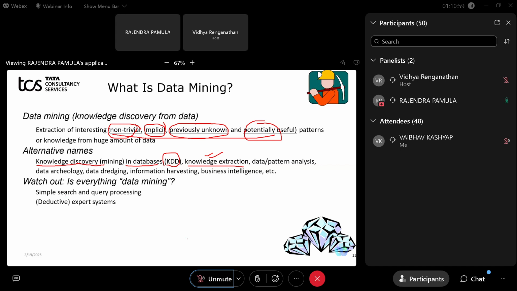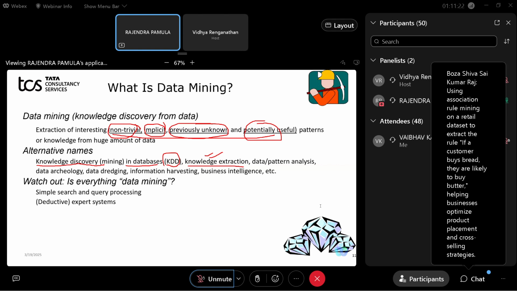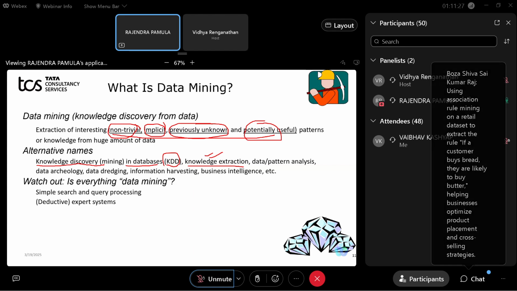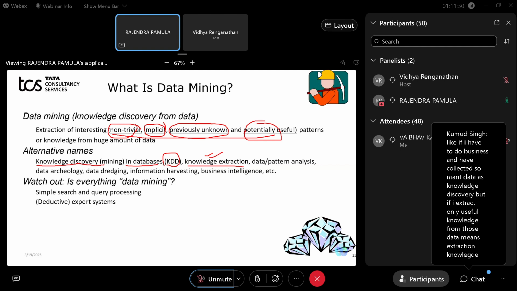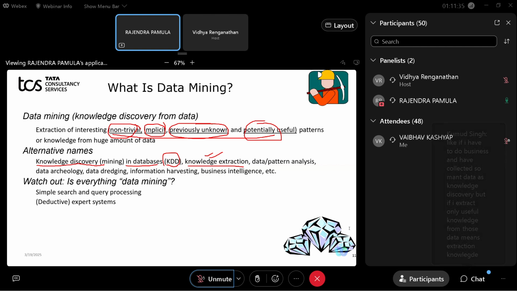Yeah, I think people, you have understood very nicely the difference between discovery and extraction. When we check the rank of a student according to the marks, we call it extraction. Discovery is like searching a busy market to find hidden treasures, while knowledge extraction is like picking the best treasures of what you find. Okay, so if a customer buys bread, they are likely to buy butter.